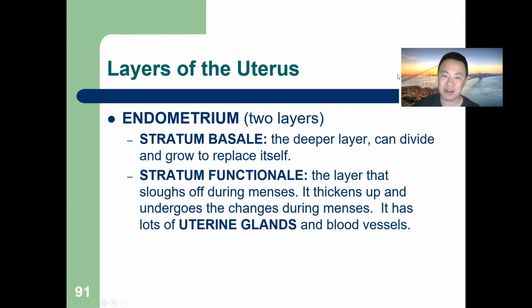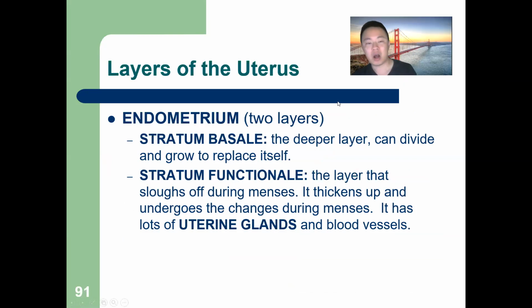All right, the layers of the uterus here. We've got two layers of the endometrium. We've got the stratum basalis, which is the deepest layer, a deeper layer that can divide and grow to replace itself. And then we have the stratum functionalis, which is the layer that sloughs off during menses. It thickens up and undergoes changes during the cycle, and it has a lot of uterine glands and blood vessels there.